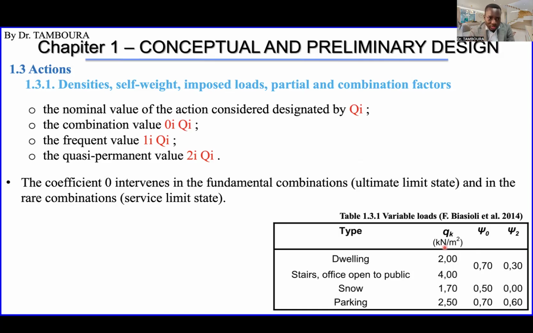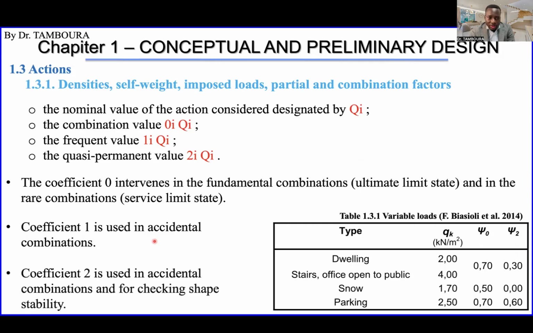So this one you have to take, and also in the rare combination, which means serviceability limit state, the coefficient psi 1, which is not included here, is used for the frequent combination. Accidental combination can be an earthquake, for example, or impact. For example, a car can come and hit the building. This is an accident.